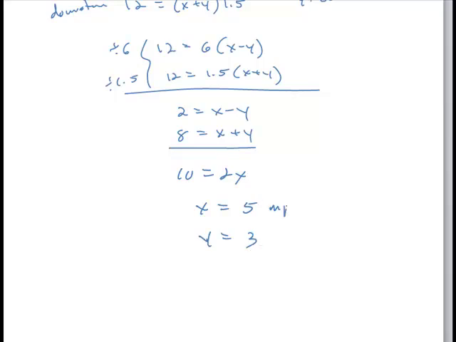Include your units. These were rates, so miles per hour. X was the speed of the kayak. Y was the speed of the current.